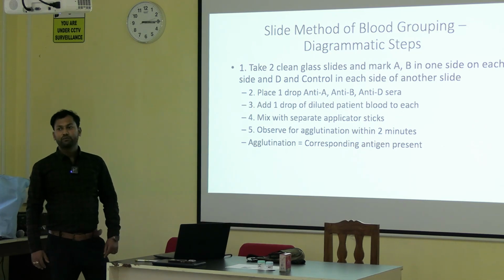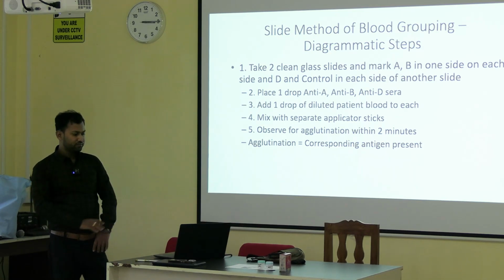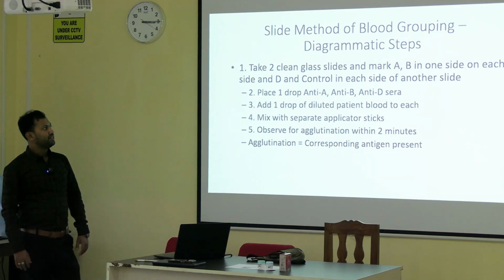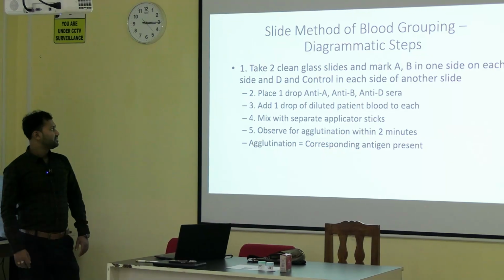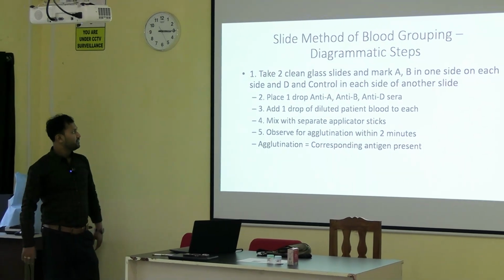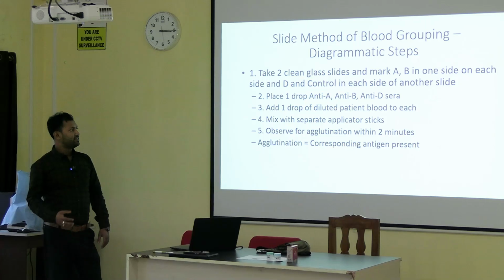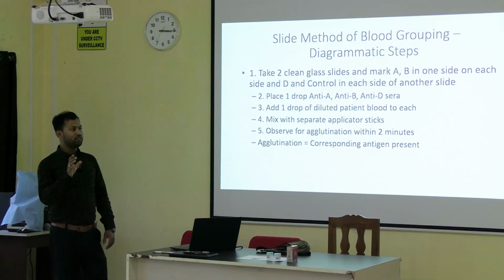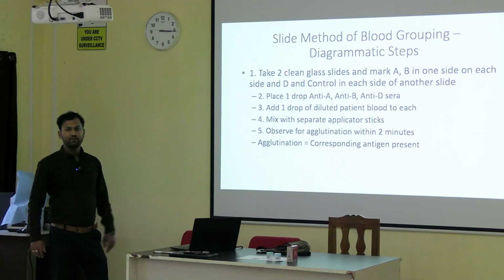So these are the steps by which we can do the blood group testing. First of all, you will take two clean glass slides and mark A and B on each side of one slide, and D and control on each side of the other slide. I will show you after this theory part. On paper, we can write A on one side and B on the other; on another slide, we write D and control. Control means there will be addition of normal saline to only the blood.